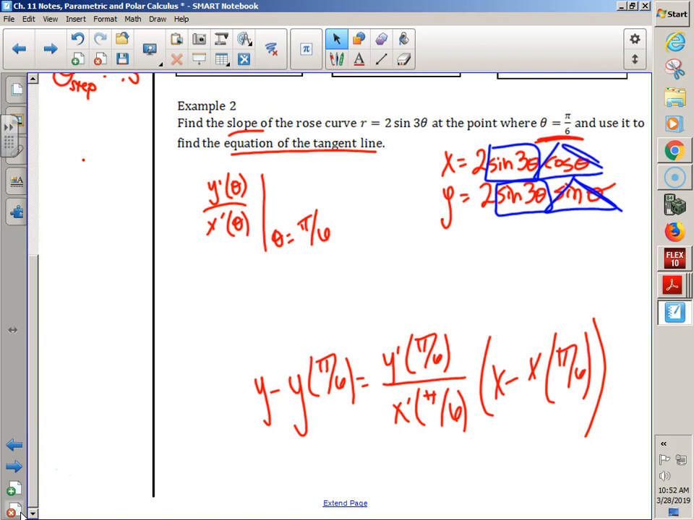It's so easy, right? It's like parametric. It's y prime over x prime, but you don't have x and y. Well, how can you take y prime and x prime if you don't even have x and y? How do you find y prime without y? How do you find x prime without x? You make them. How do you make them? You make them because you need to do r cosine theta and r sine theta.